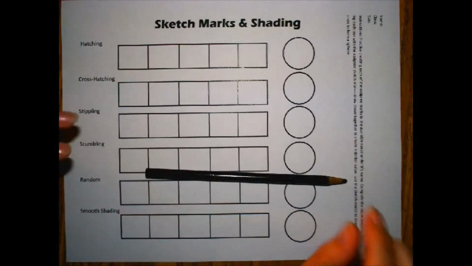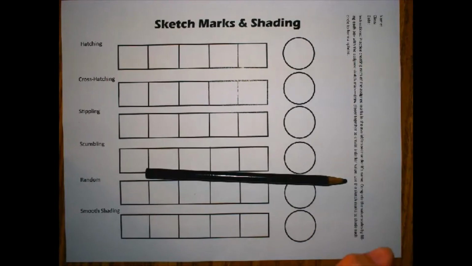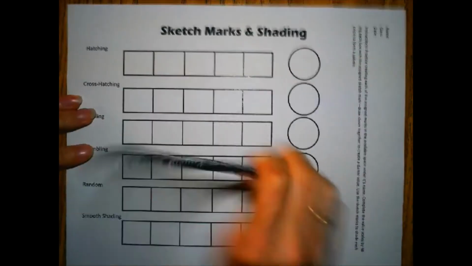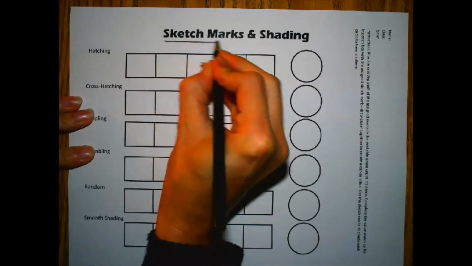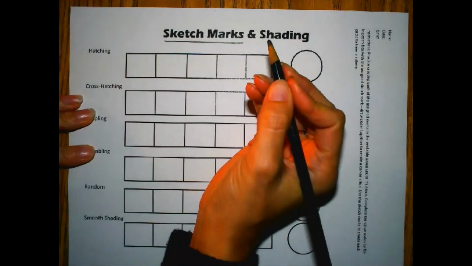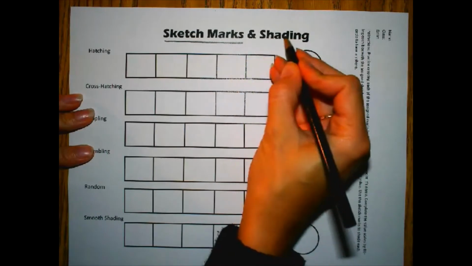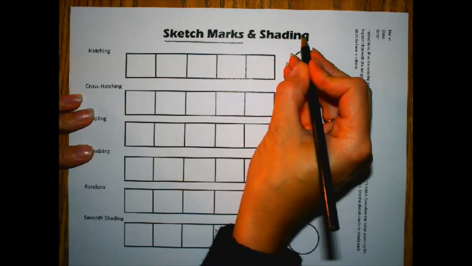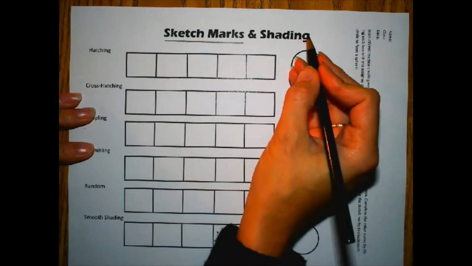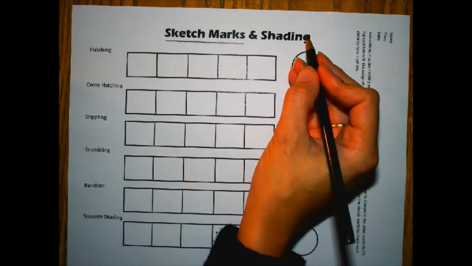Hi, I wanted to make a really quick video to talk to you about sketch marks. Sketch marks are marks that we use to create texture and often value. So that's why this says sketch marks and shading, because value is used for shading. There are multiple different types of sketch marks, and again, sketch marks are just a combination of marks put together that can be used with any art medium, but is most often with ink or graphite.